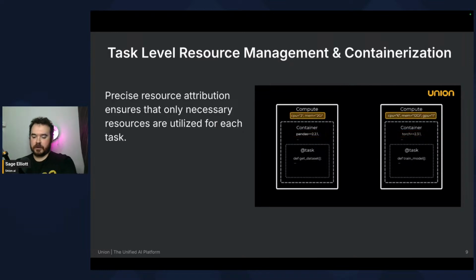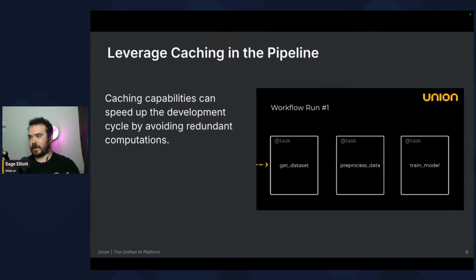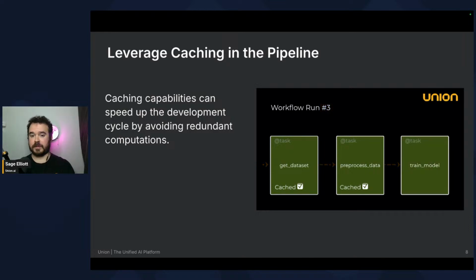Task level resource management and containerization. This is a big one too. So, historically, people might have been running this workflow on one compute cluster where maybe you need a GPU to train the model, but downloading the data set takes a couple of hours. That's a lot of time to run or pay for that GPU, or be hogging that GPU from other people that could be using it.